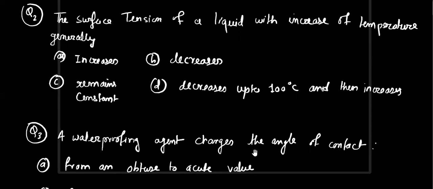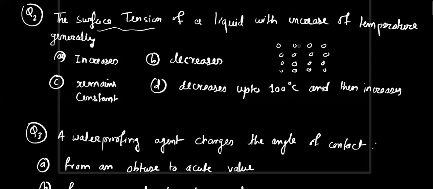Now we are heading towards question number 2. The surface tension of a liquid with increase of temperature generally. So as we know, if we increase the temperature, then the surface tension of liquid gradually decreases. This is because the stretching behavior of liquid gets reduced. So we can say the surface tension of liquid decreases as the temperature gradually increases.